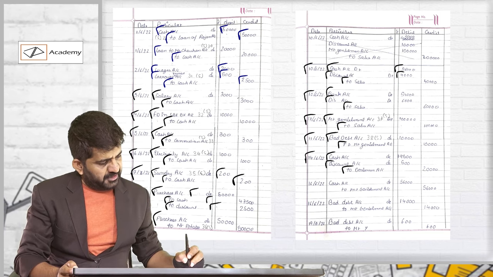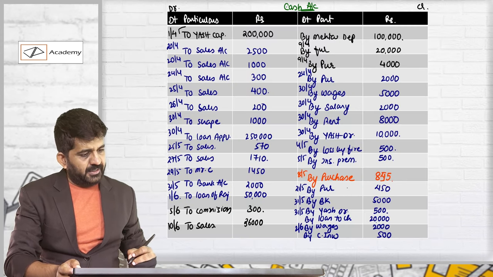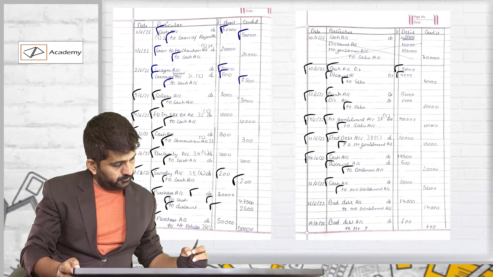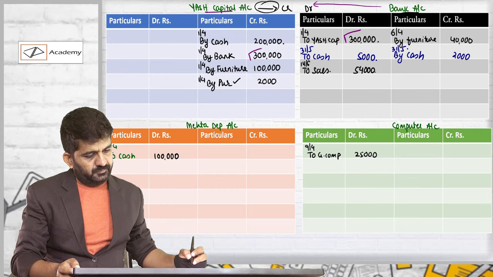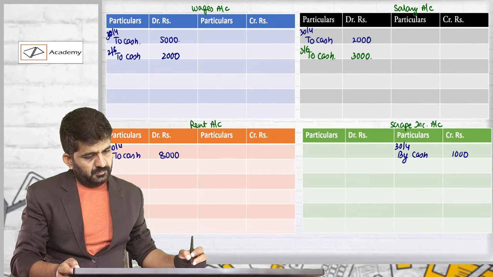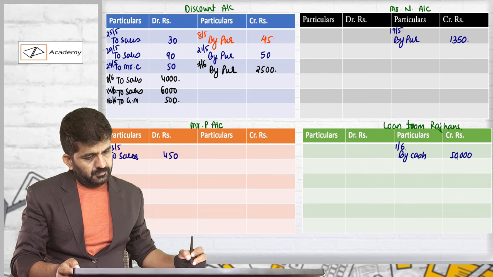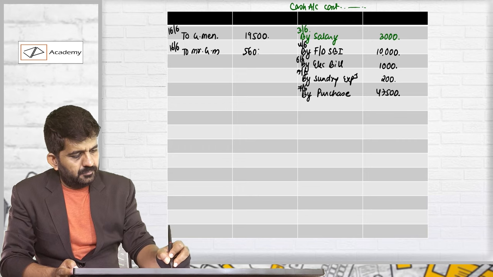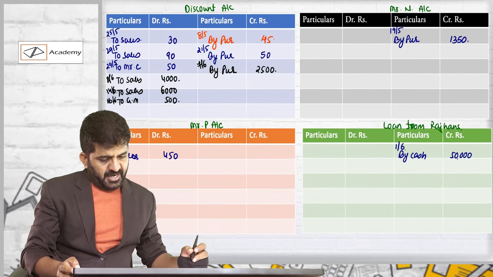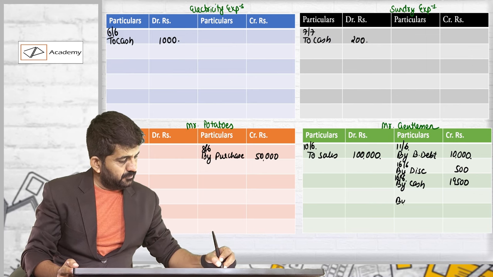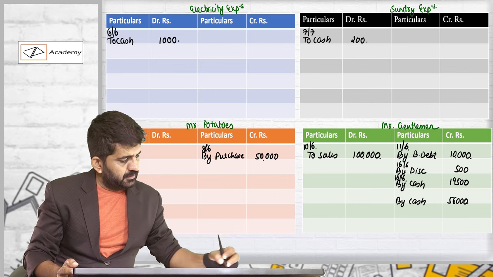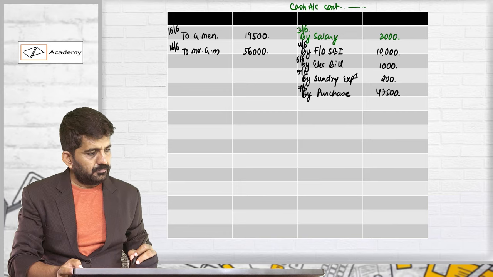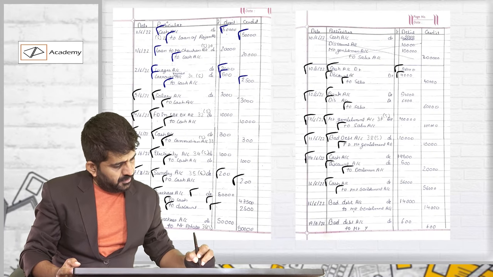Cash account debit to Mr. Gentleman, 56,000. Cash account debit side to Mr. Gentleman, 16th of June, 56,000. Gentleman account credit by cash 56,000.